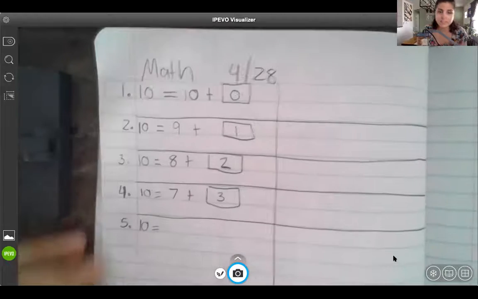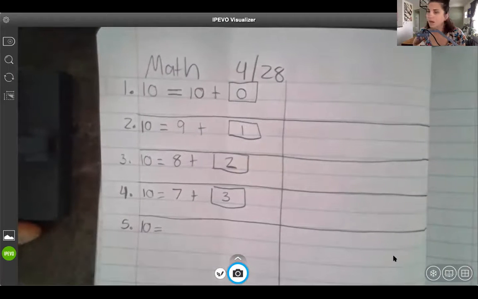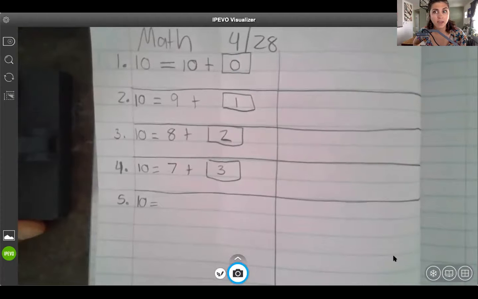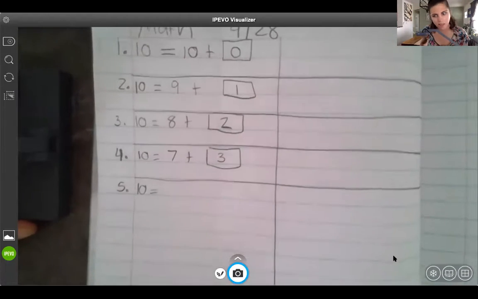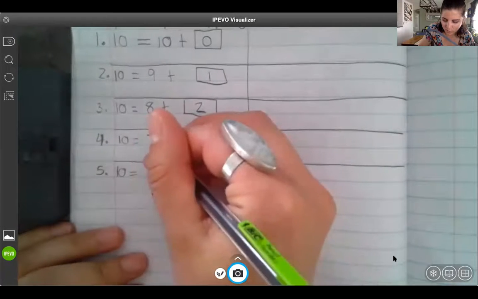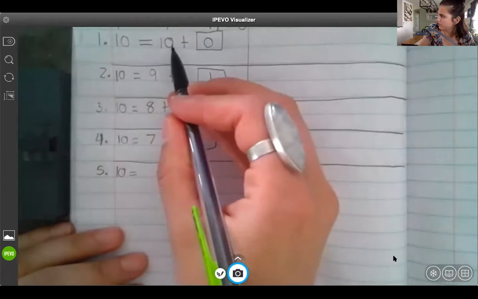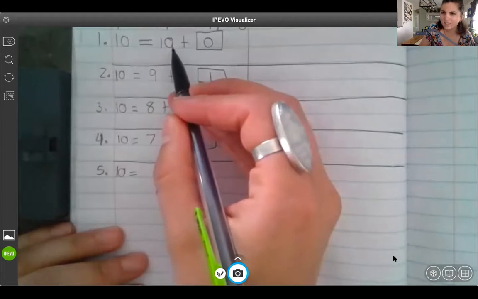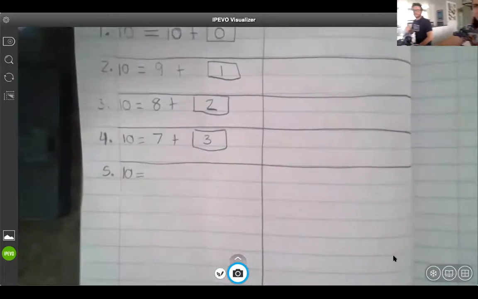10 equals, and what comes next? I think the birds in my backyard are having a heyday because I can hear them. But there's no more birdseed. They ate it all. Piggies. 10 equals, what numbers have we used already? 10, do you hear that? Do you hear the birds? Yeah.